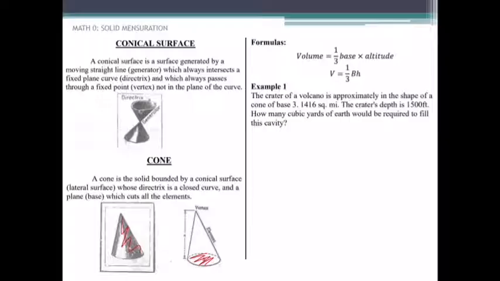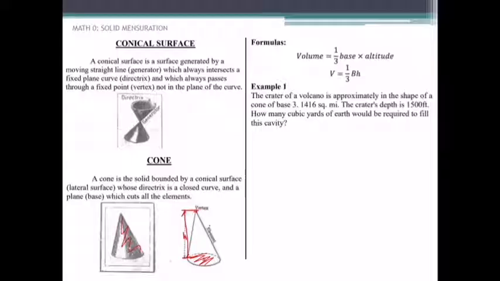And the altitude of the cone is a perpendicular drop from the vertex. This is our vertex to the base. Again, it is perpendicular to the base, and that is our altitude or the height of our cone. Okay, we have here the formulas. The formula of the volume of the cone is equal to 1/3 the area of the base times height.